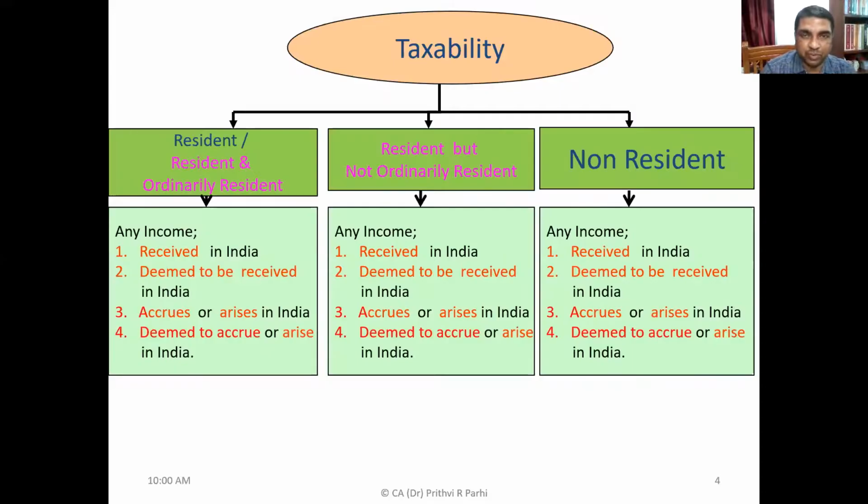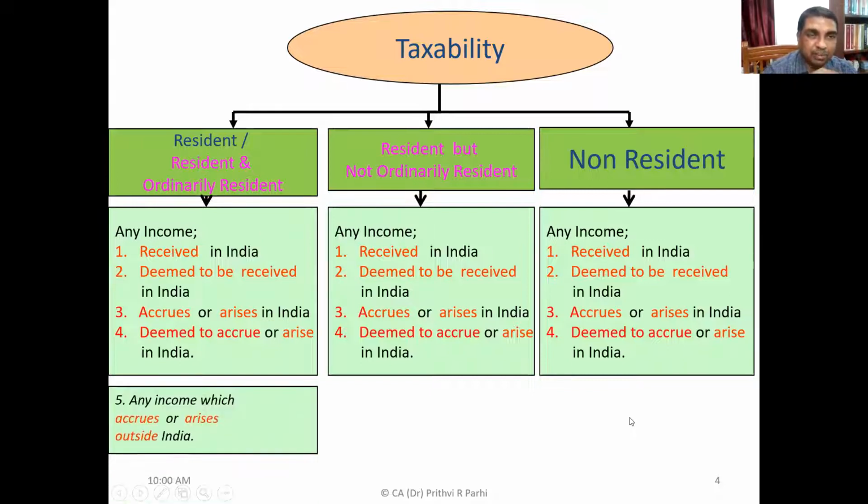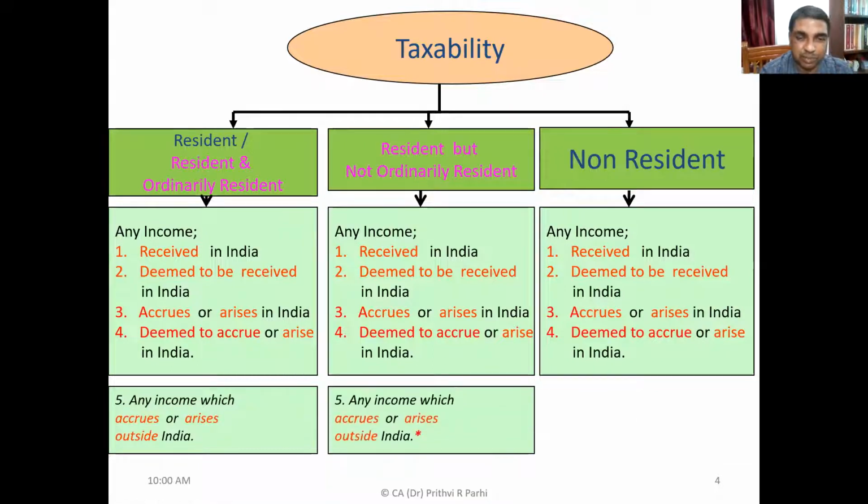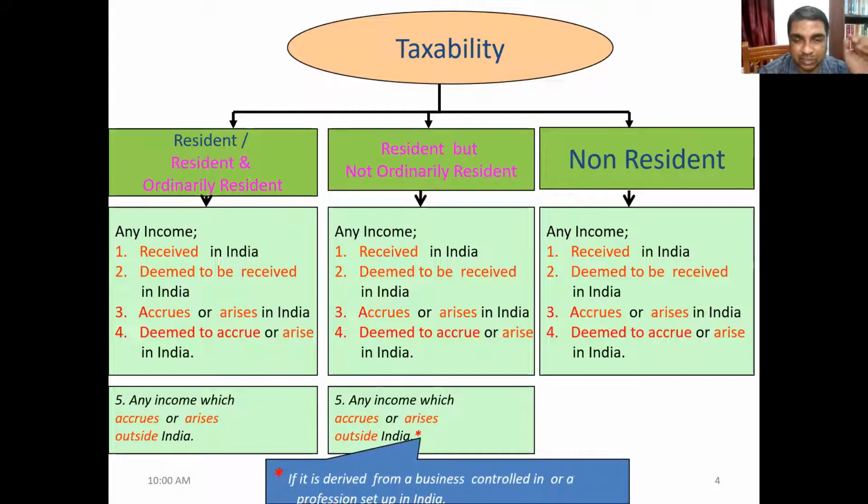Now, friends, we were discussing this slide, right? And we have understood that Indian income is taxable for all, and foreign income is taxable to a person who is resident and ordinarily resident. And foreign income is also taxable to a person who is resident but not ordinarily resident, if it is a business which is set up in India, a business which is controlled in India, or a profession which is set up in India. But foreign income is not taxable for a non-resident. This concept we have understood.